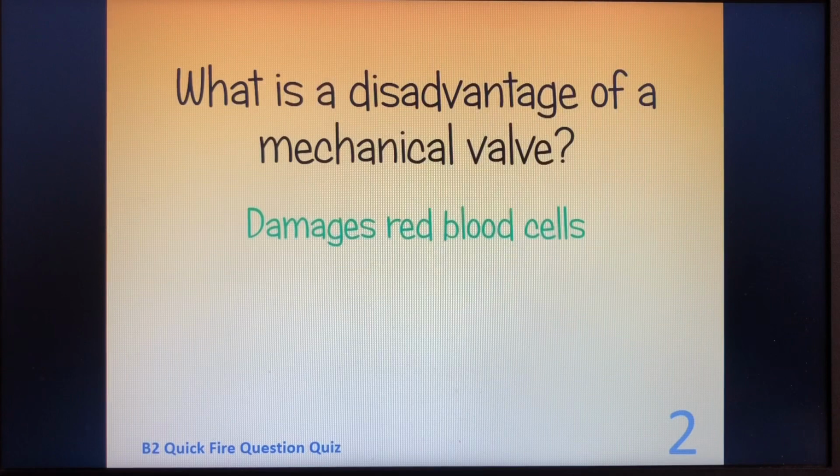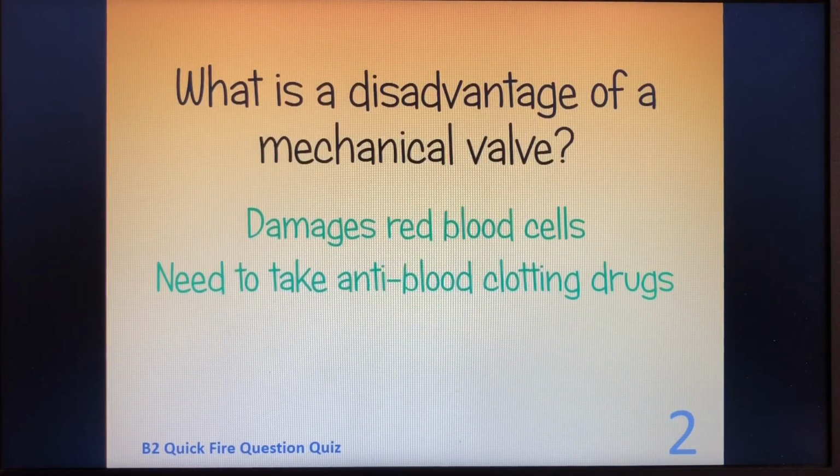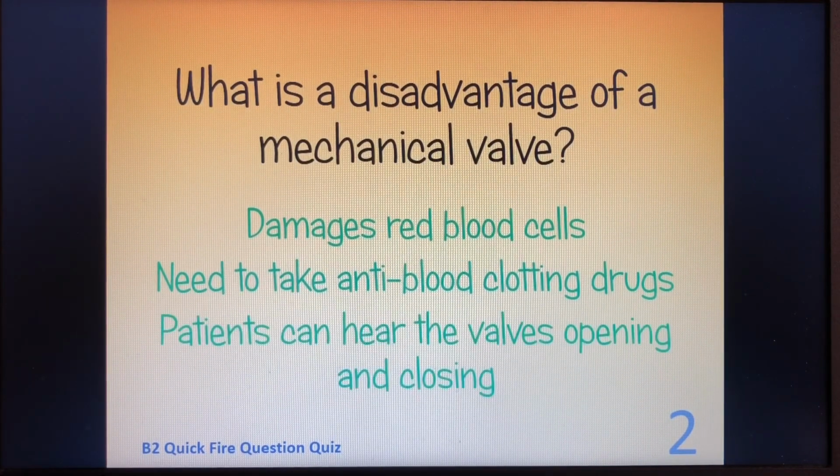And our first answer is damages red blood cells. As they pass through the valve, they can get knocked and damaged. The person needs to take anti-blood clotting drugs. Don't confuse those with immunosuppressant drugs. They have the immunosuppressant drugs if they've had a whole new organ to stop rejecting of the organ, but the anti-blood clotting stop blood clots from occurring in that valve. And sometimes patients say they can hear the valves opening and closing. Okay, so possible 3 points to be had there.